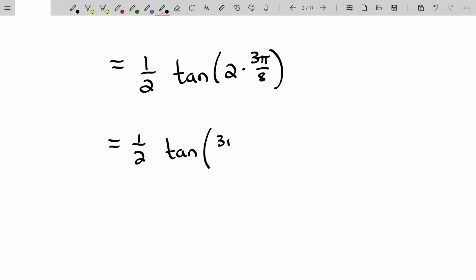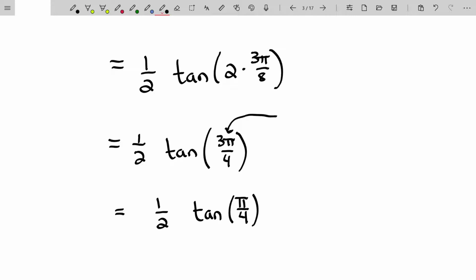Tangent of 3 pi over 4. And now I know I could just use my base trigonometry skills, right? The reference angle for 3 pi over 4 is pi over 4. And I happen to know that 3 pi over 4 is a quadrant 2 angle, and the tangent in quadrant 2 is negative. So I can trade out that tangent of 3 pi over 4 for a negative tangent of its reference angle, pi over 4, and just write it this way.